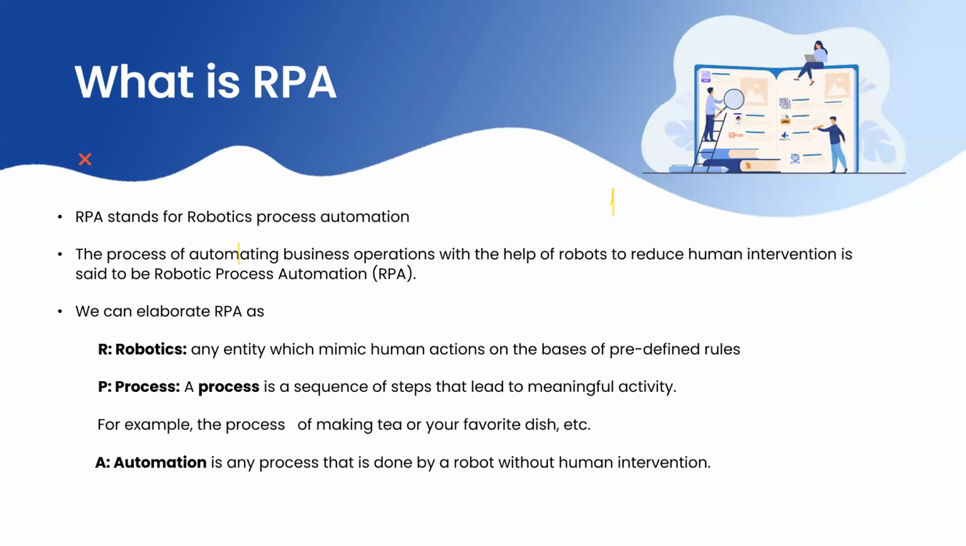Okay, and automation, as you know, means anything automatically done. That's called automation. When we combine these three things, we have a process which we want to automate, and we have an entity which is doing that thing for us on the basis of predefined rules, and this entire process is happening automatically, we call it robotic process automation.